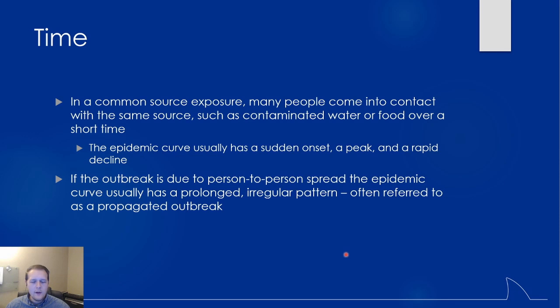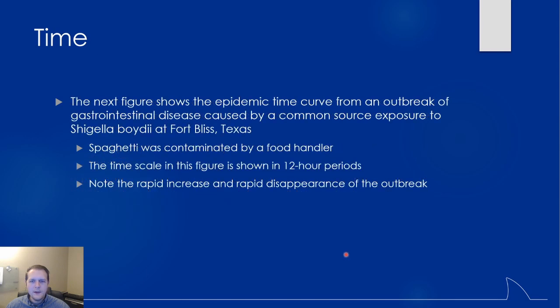So you could have one common source exposure, but then they spread it to their friends, and they spread it to their friends. It's called propagated. I'll show you a picture here. They'll show you an outbreak of gastrointestinal disease caused by a common source exposure due to Shigella at this Fort Bliss in Texas. And basically, it was spaghetti that was contaminated by a food handler.